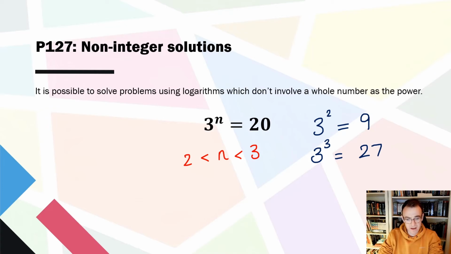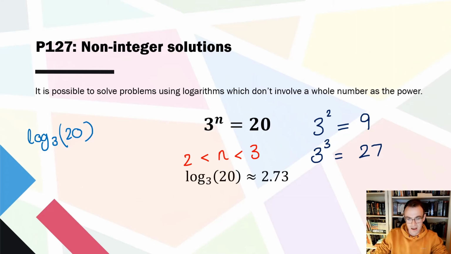In terms of actually working it out, we would do exactly as we were doing before. We just work out a logarithm, log base 3 of 20, and we get a value out. In this instance, it works out as about 2.73, and that's our answer.